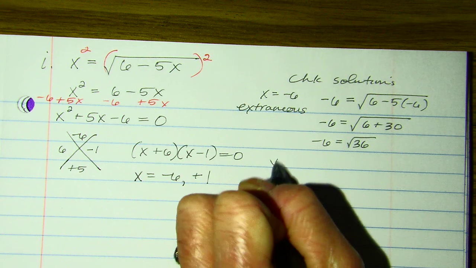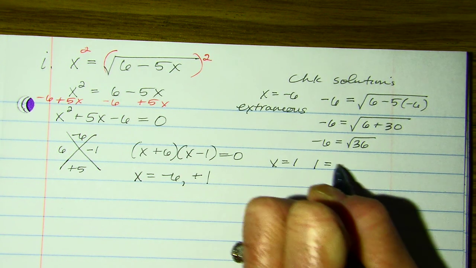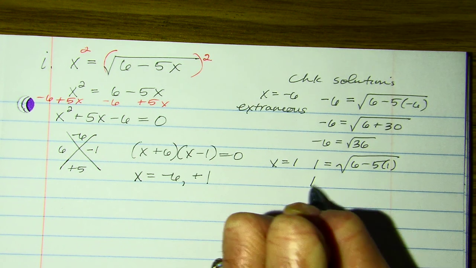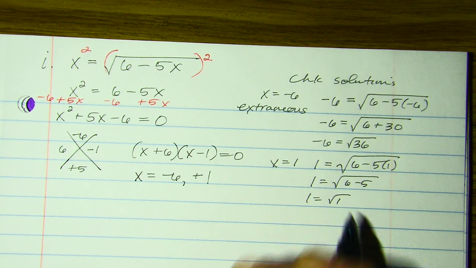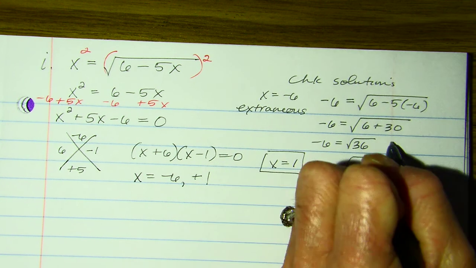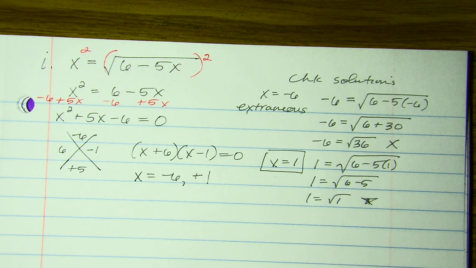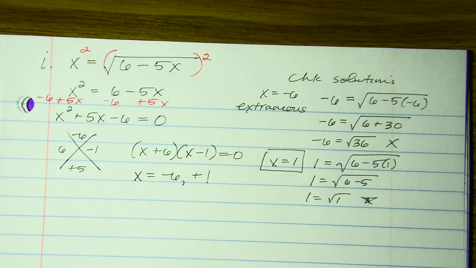If I check x equals 1, okay, I'm going to put 1 is equal to the square root of 6 minus 5 times 1. So is 1 equal to the square root of 6 minus 5? Is 1 equal to the square root of 1? Yes. So negative 6 does not work. This does. So I'm only circling the solution that works. Negative 6 doesn't work, and the solution isn't true.